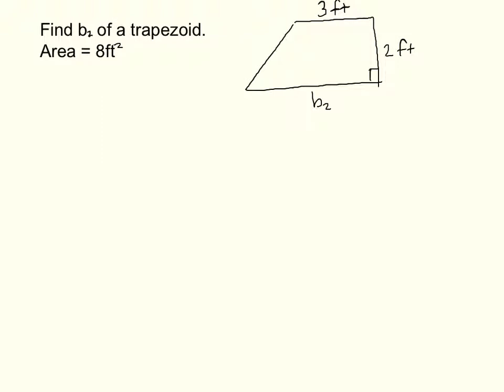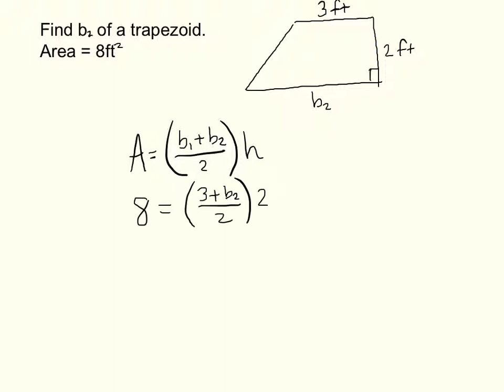Okay, so here I have a problem where I need to find base 2 of the trapezoid, and I'm told that the area is 8 feet. So I take my area formula and I plug in everything that I know. So I know that my area is 8 from up here. I know that my base 1 is 3 from the picture, and I know that my height is 2 also from the picture. So now it's just a matter of simplifying.